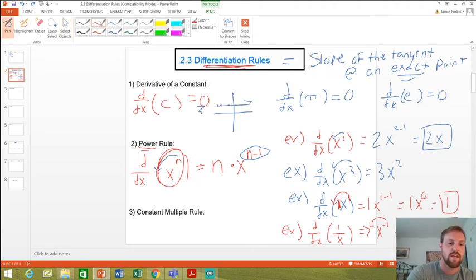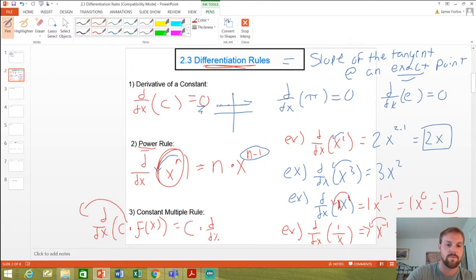So this is saying if I have the derivative of a constant times some function, well, all that's going to be equal to is I can take the constant out, and it's just a constant times the derivative of a function. Okay. I mean, here's a good example with that.